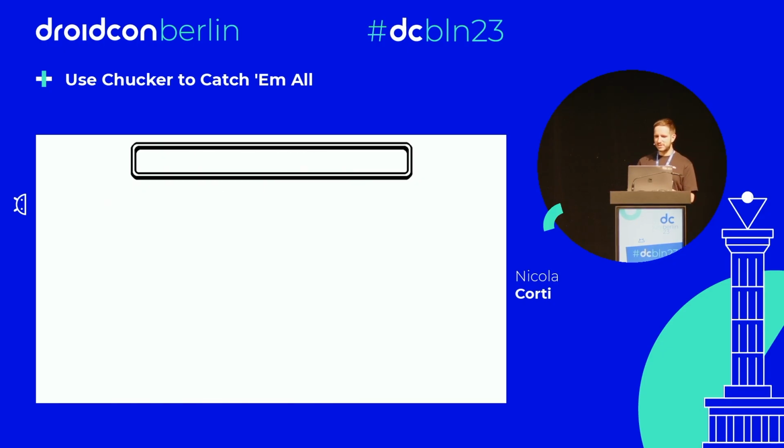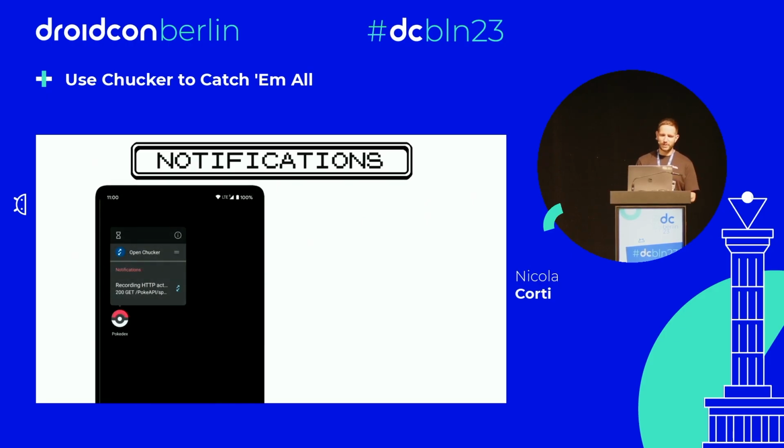Yeah, and also Android 13 comes with a lot of changes for notifications. So in the latest release, we added a couple of new features. First, we now add support for shortcuts. So if you long-click on the icon, you will have one shortcut in the debug app, which is called Open Chucker, and from there, you can just open the UI of Chucker.